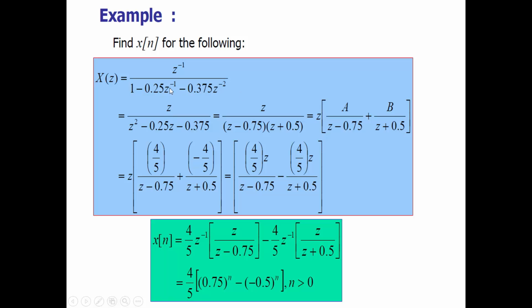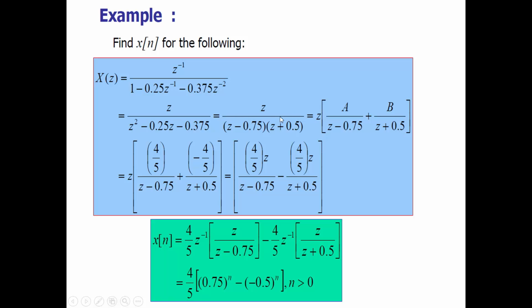We do this to get rid of z to the power minus powers, right? Z by z square minus 0.25 minus 0.375. This is a quadratic equation, or we can call this the characteristic equation. If we take the roots of this equation, the roots will be 0.75 and minus 0.5. So we can factorize this equation, and it will become z over z minus 0.75 into z plus 0.5.